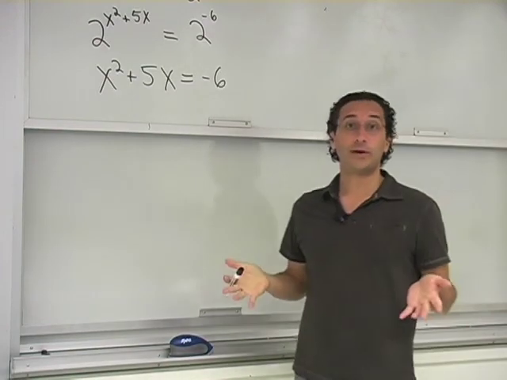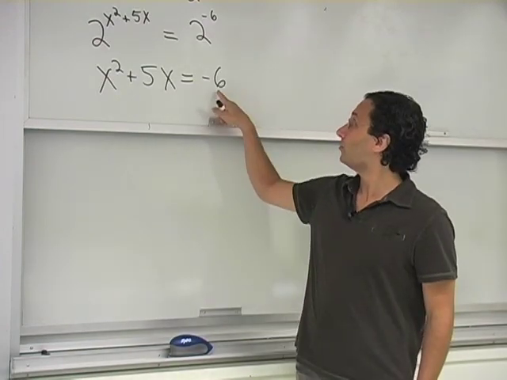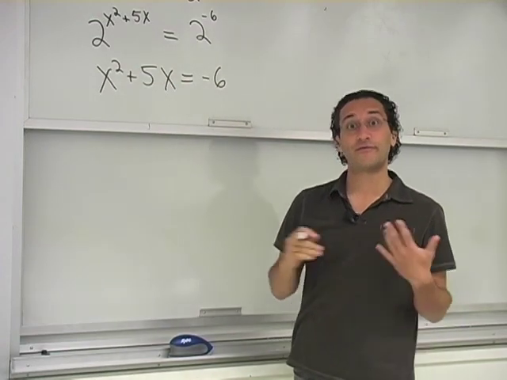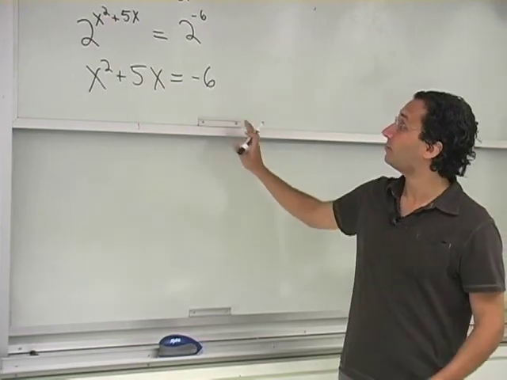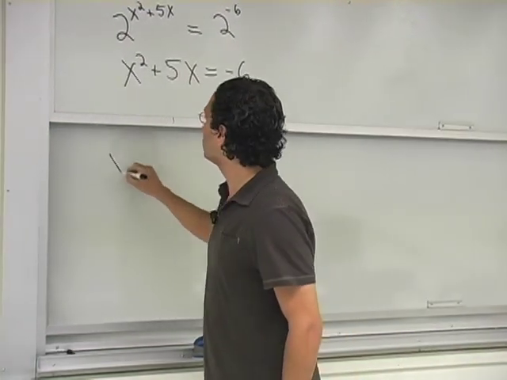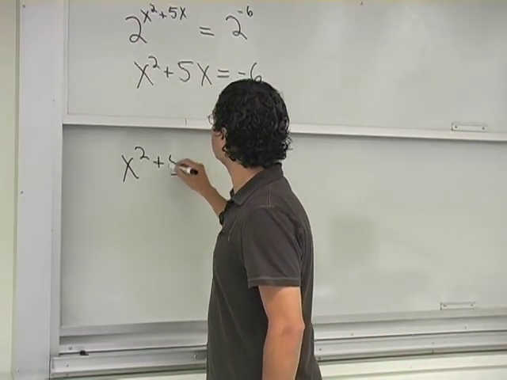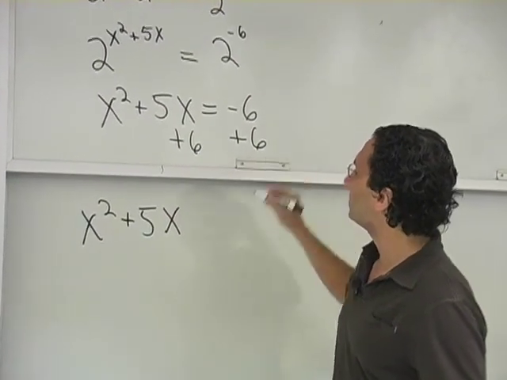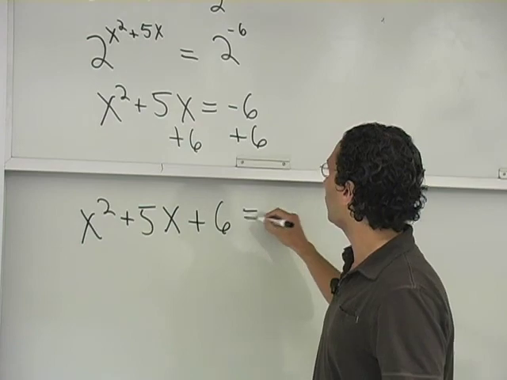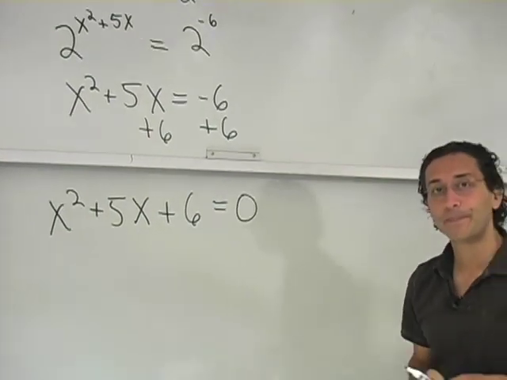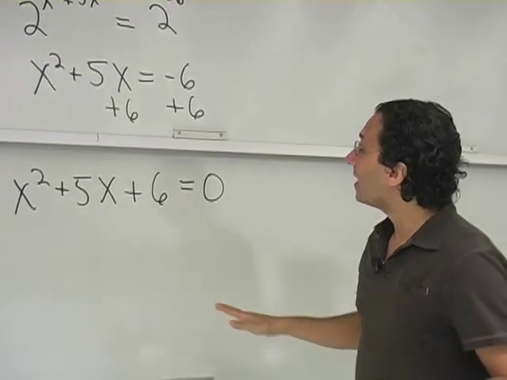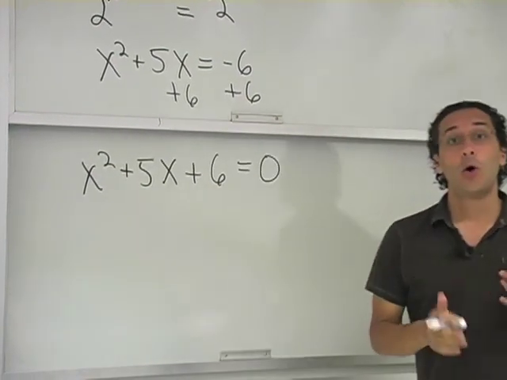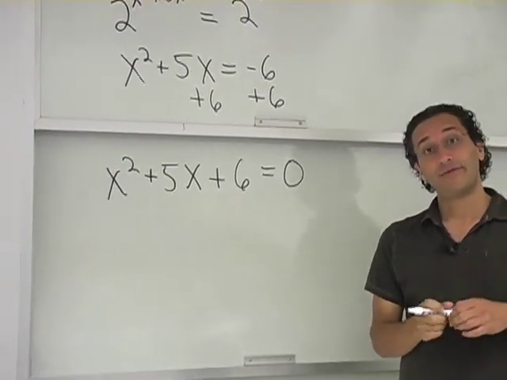Well, the first thing that we want to do is put everything to one side and set it equal to 0. Then we have a variety of methods that we can use to solve quadratics. So this becomes x squared plus 5x, let's see, adding 6 to both sides, plus 6 equals 0. And now that we have this in the form of x squared plus 5x plus 6 equals 0, we can use the quadratic formula if we'd like.